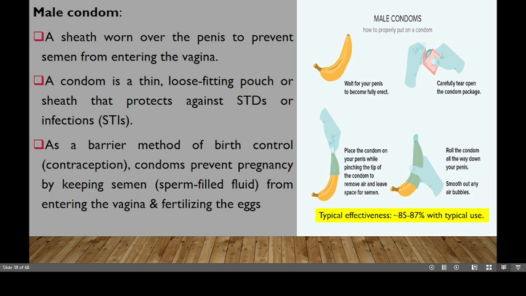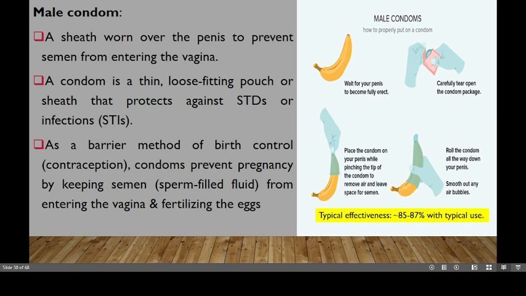Of course, this is a sheath worn over the penis to prevent semen from entering the birth canal. So a condom is a thin, loose-fitting pouch or sheath that normally protects us against STDs or infection. It's normally used as a barrier method of birth control, and these condoms prevent pregnancy by keeping semen from entering the birth canal and fertilizing the egg.